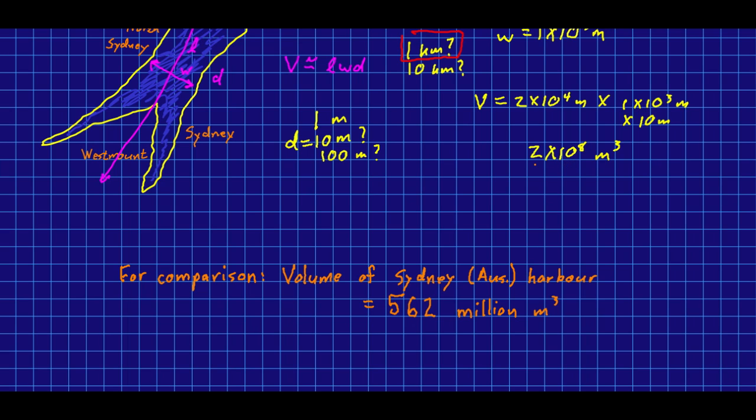So let's compare our answer for Sydney, Nova Scotia's harbor with something we can look up, like the volume of Sydney, Australia's harbor. So Wikipedia, which for something simple and factual like this is probably pretty correct, says that the Sydney, Australia harbor is 562 million meters cubed, and so that's 5.62 times 10 to the 8 meters cubed, and so we're in the same order of magnitude, and that means our answer is probably pretty believable.